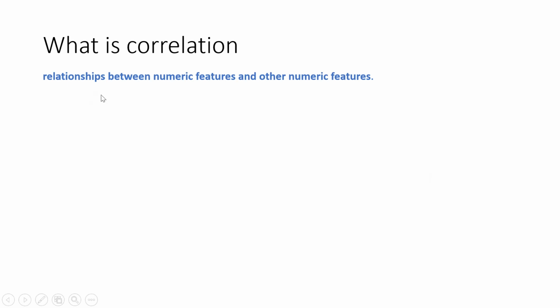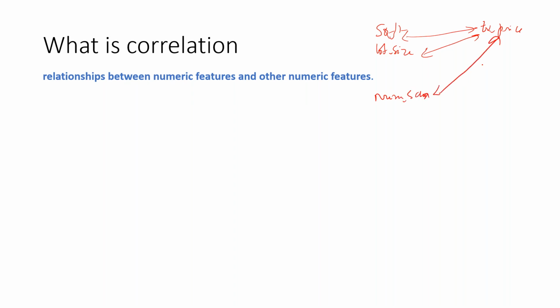So what is correlation? It is a relationship between numeric features and other numeric features. Let's say square feet is one numeric feature, lot size is another numeric feature, and price is my target variable. Most importantly, I want to see any relationship between these, maybe the number of schools too. It can also be done between square feet and lot size. So pairwise, it is one numeric feature with another numeric feature.